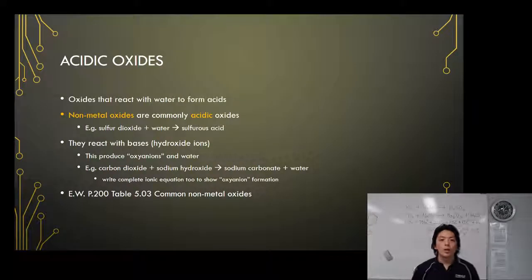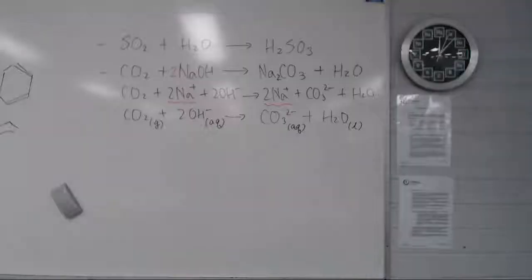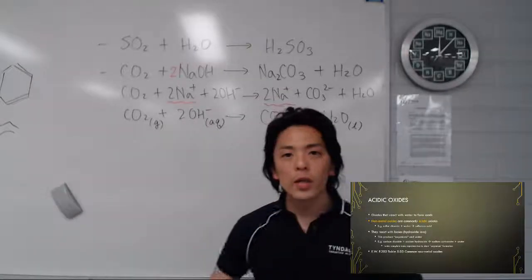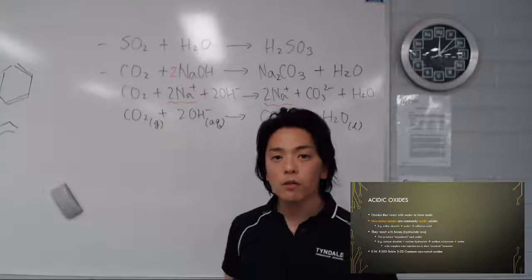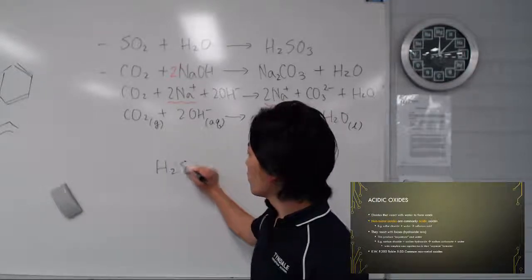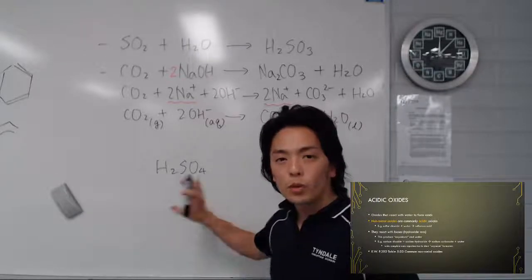Okay. Now, if you look at Essentials page 200, table 5.03, you can find common non-metal oxides there. By looking at them, the structure or name of the oxides could be given in your test. What you need to be able to do is to use those oxides to write the equation for the reaction with water, as well as write the structural formula of it. Just one example, say if you had sulfuric acid, H2SO4, if you are given the molecular formula, you need to be able to write the structure for it.